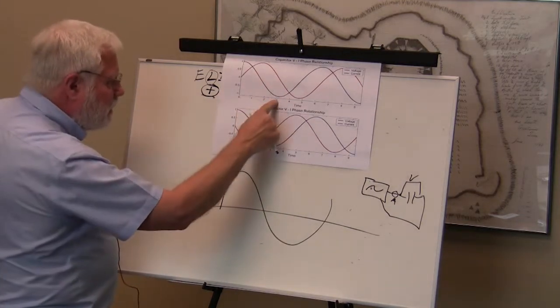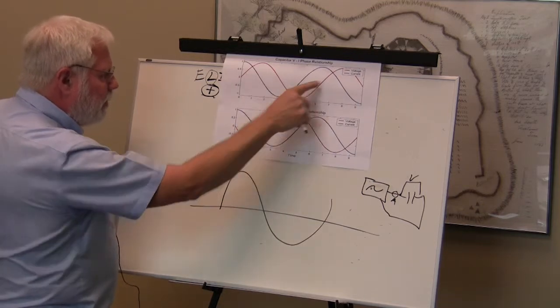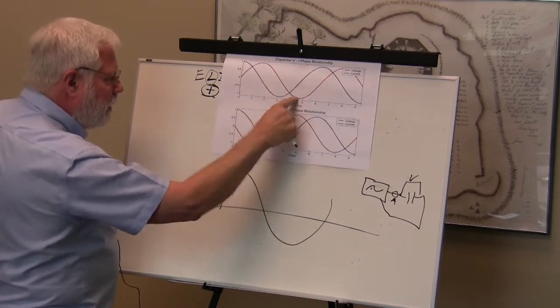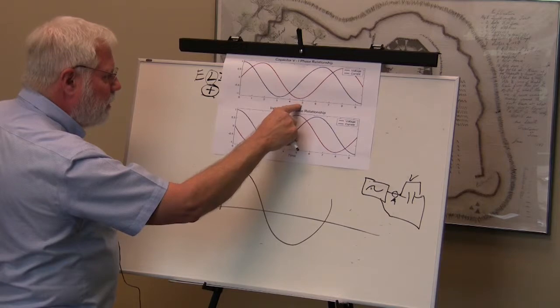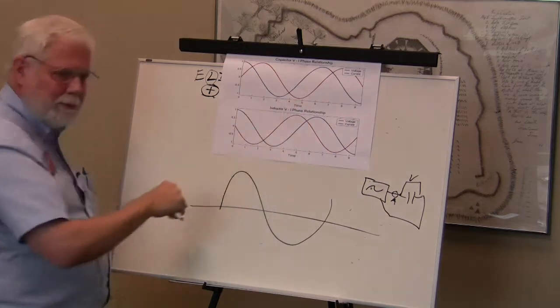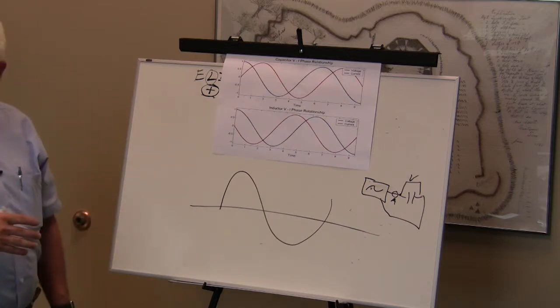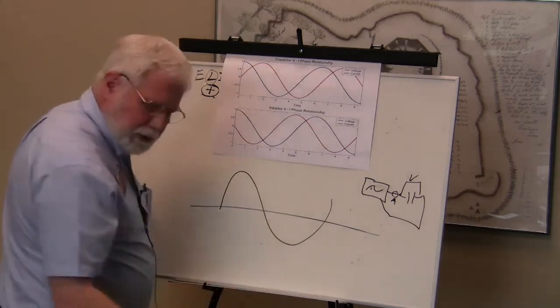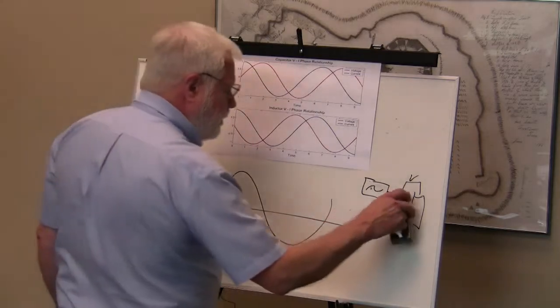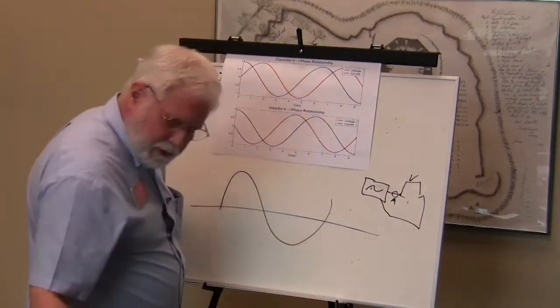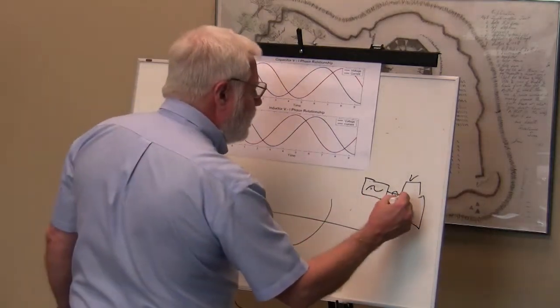See this? Where does it get to the minimum at time 3 here on current? Where does it get down to the minimum here on voltage? At time, looks like about 4.8 or something like that. So there's a shift here when we put a capacitor in. When we change this to an inductor, the opposite occurs.